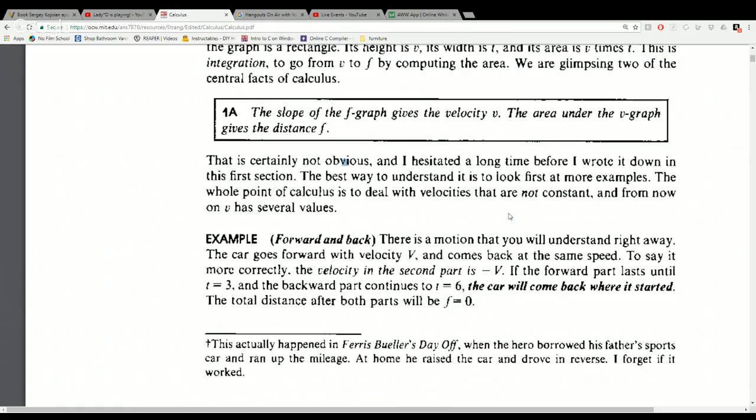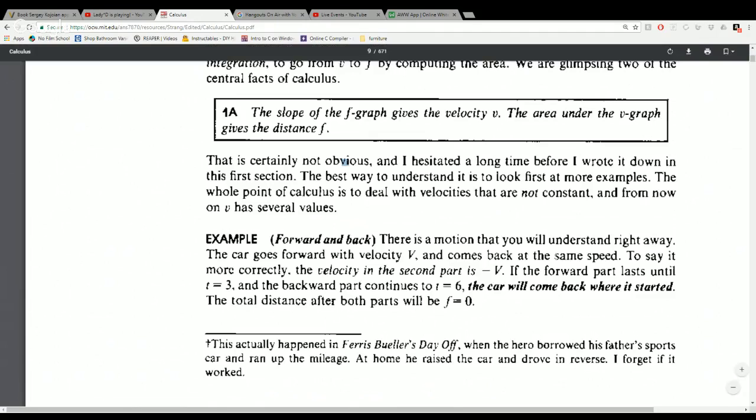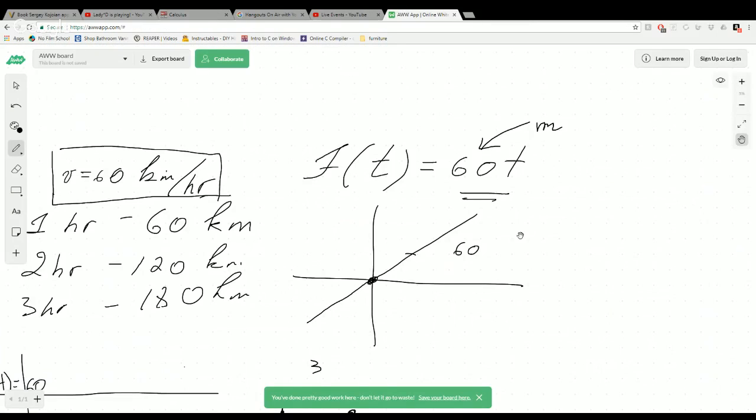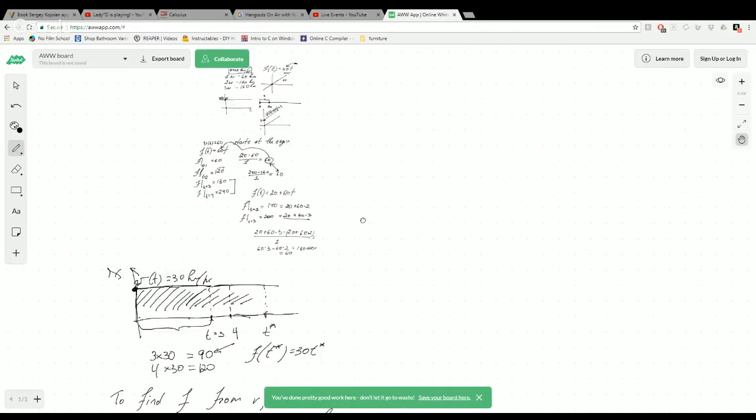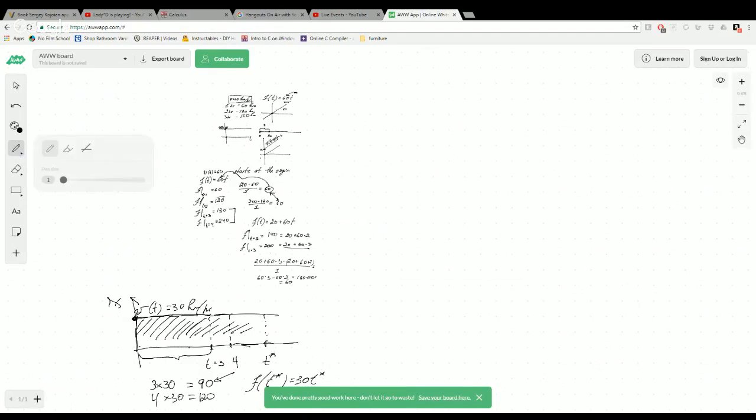So, all right. There is a motion that you will understand right away. The car goes forward with velocity v and comes back at the same speed. To say it more correctly, the velocity in the second part is negative v. All right, let me just draw this out. When I read math books in general, I like to draw things out. It helps me visualize stuff.